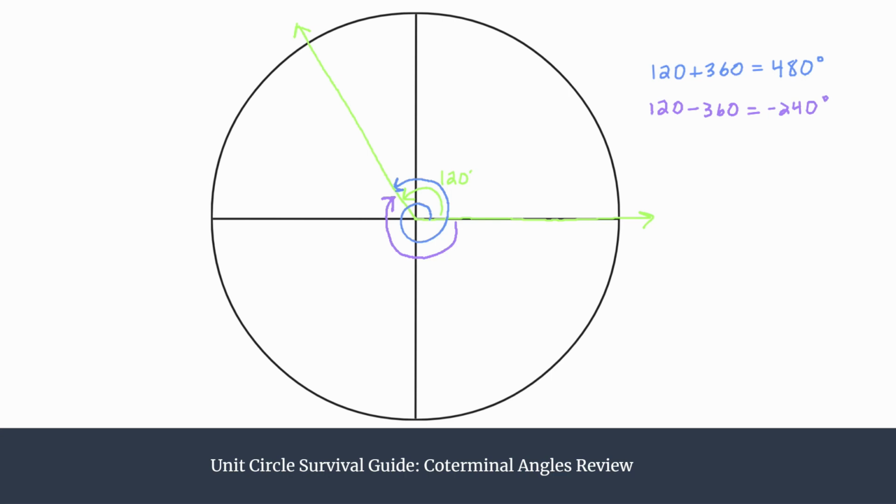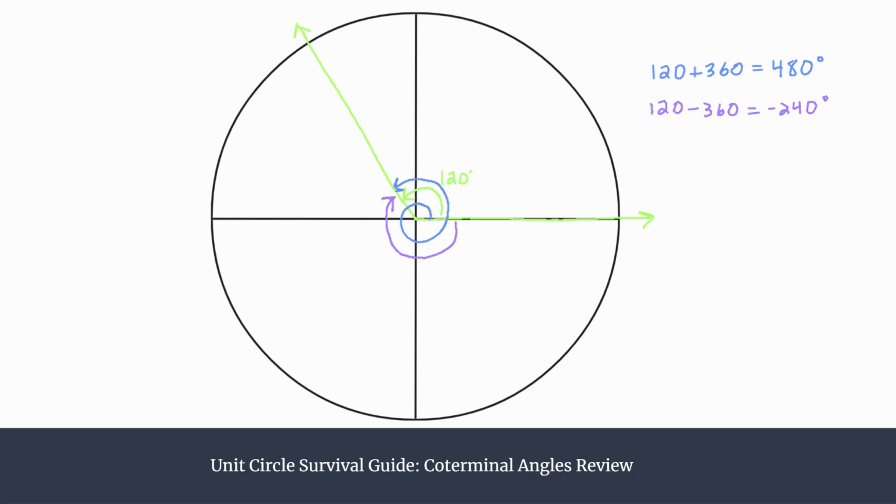And so naming these angles as we have, 120, 480, and negative 240 are all called coterminal angles, or they share the same terminal side. If you wanted to continue finding additional coterminal angles to these three, you could simply continue adding rounds of 360 or subtracting 360 to continue finding additional ways to name this angle.